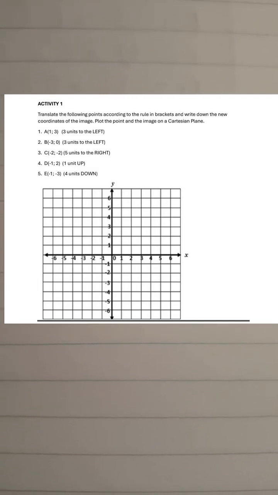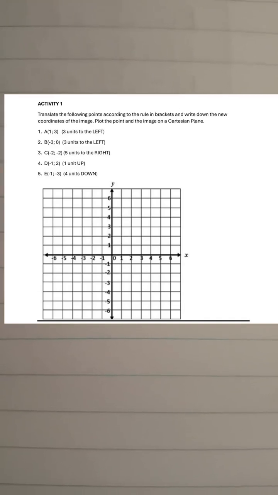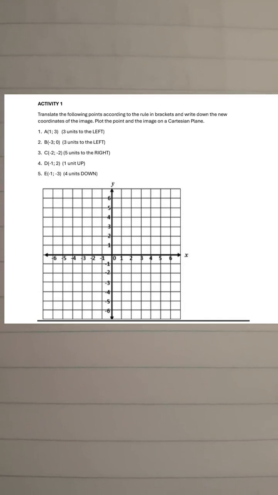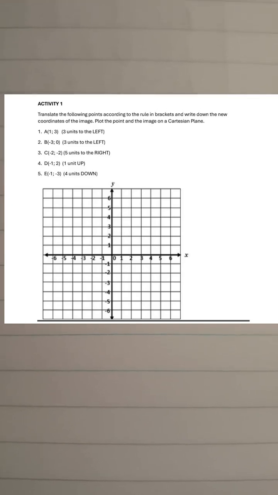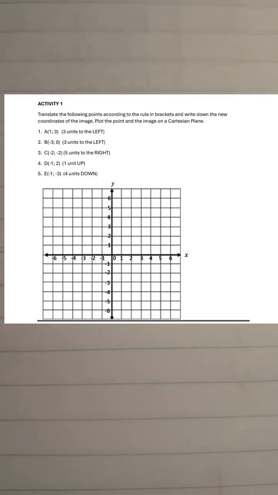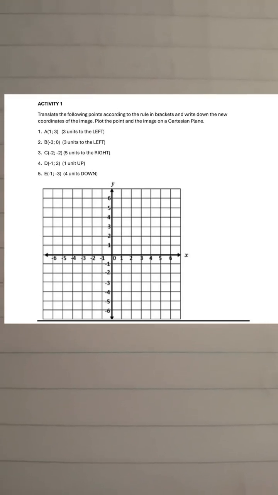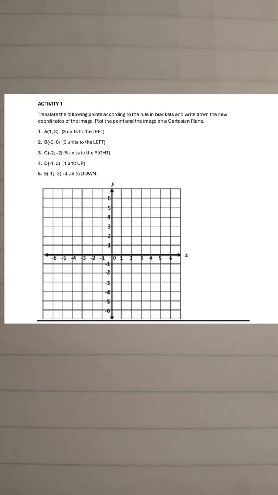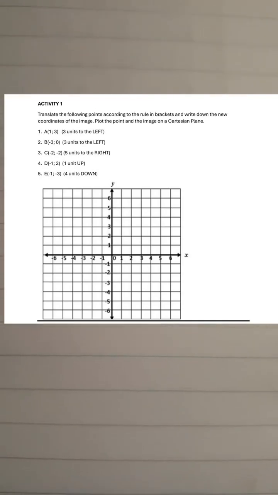So let's look at activity 1. The activity says translate the following points according to the rule in brackets and write down the new coordinates of the image. Plot the point and the image on a Cartesian plane. If you're looking at number 1, it says point A, which is 1 and 3, and then it says 3 units to the left. So I've been asked to do the corrections with you guys.